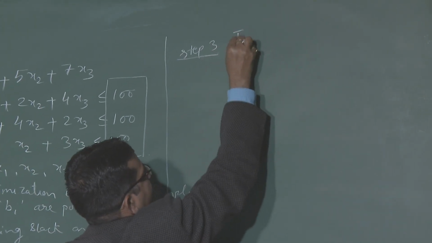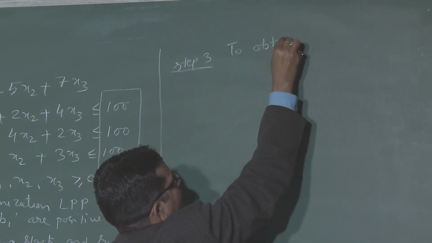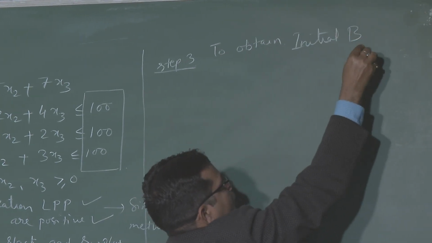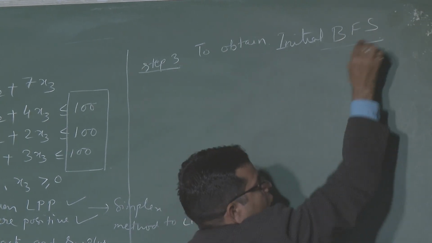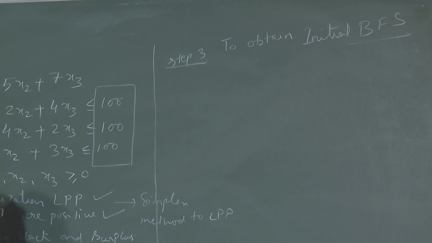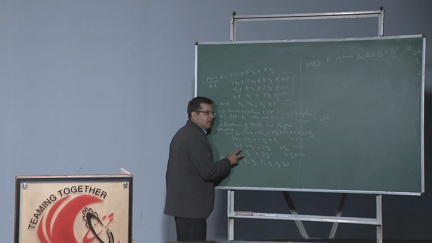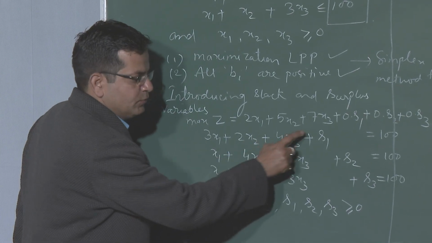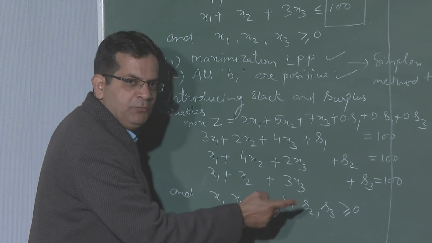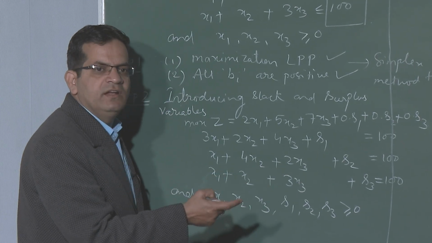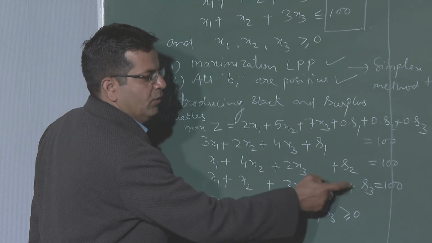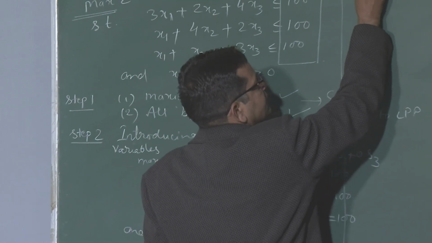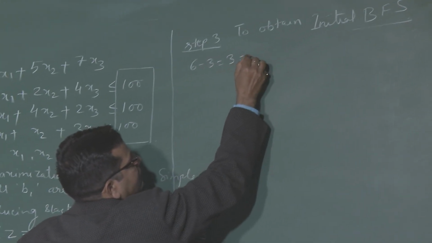In the next step, to obtain the initial basic feasible solution, we look at this set of equations. We have a total of 3 equations and 6 variables. By the definition of a basic feasible solution, we put n minus m variables equal to 0. Here the number of variables is 6 and the number of equations is 3, so we put 6 minus 3 variables equal to 0.